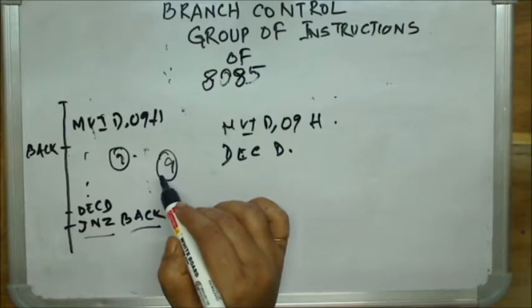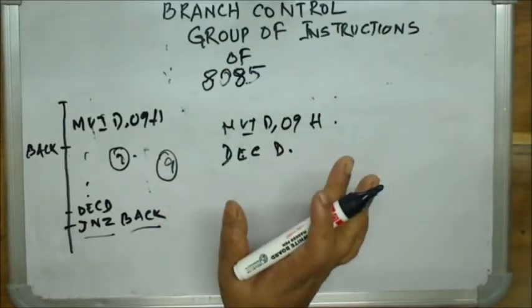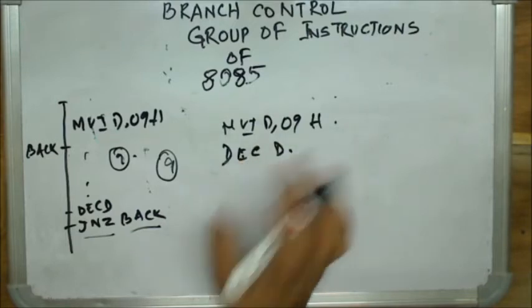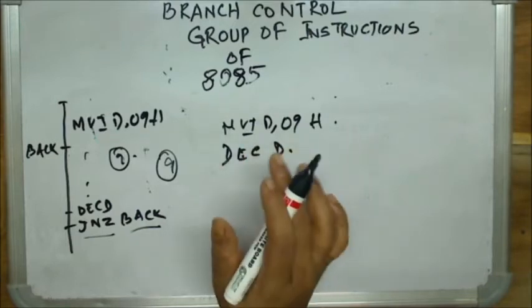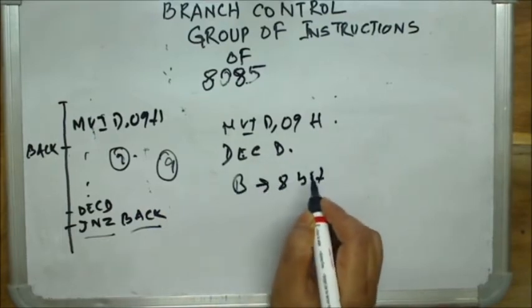Now again, if I give you a counter of 5, you get 5 iterations. If I give you a counter of 9, you get 9 iterations, and so on. So B is an 8-bit register, right?